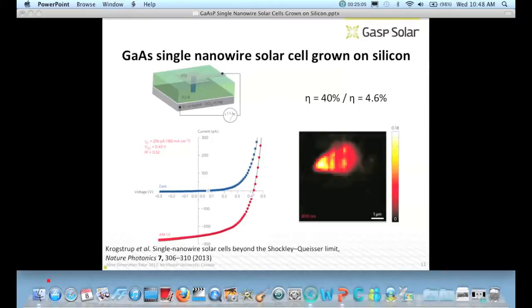It will take some years before we will be able to show this, many years. But in theory, you can go beyond the efficiency of bulk gallium arsenide single junction cell when you use nanowires.